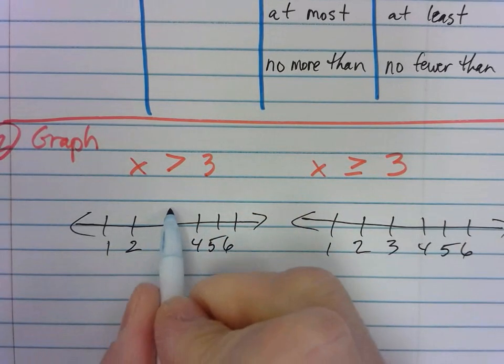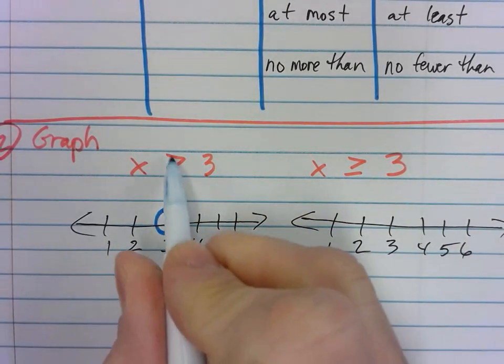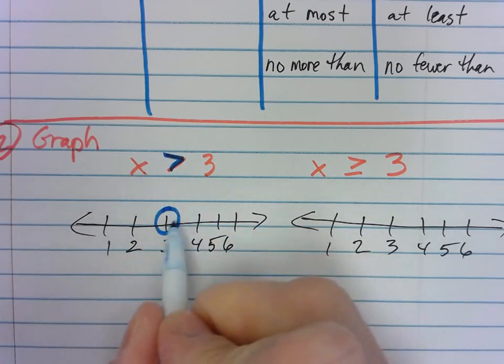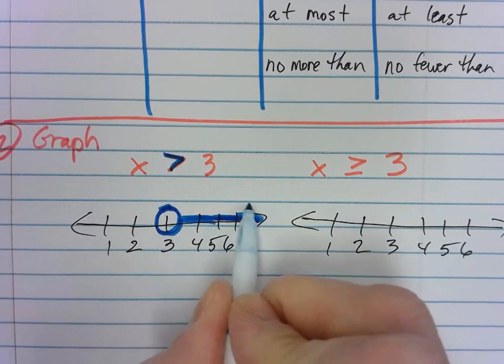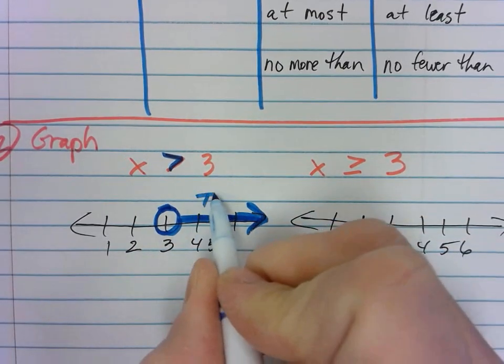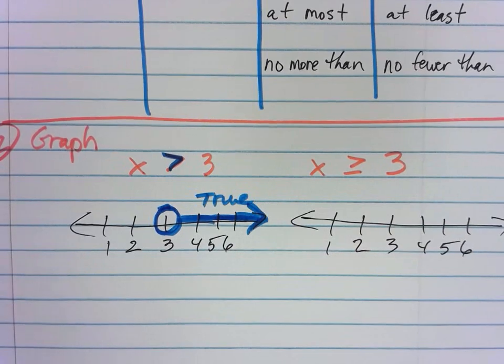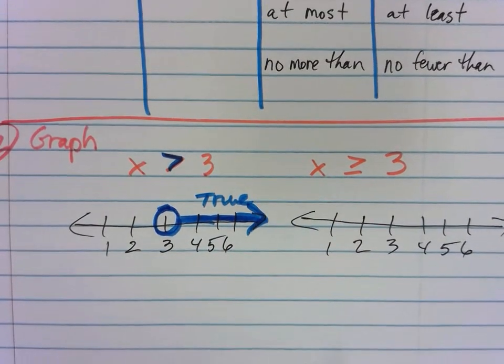But the thing of it is, on these ones that have just a plain old greater than, you're going to put an open circle and then shade it that way, because this is where all of the true answers lie. All right, you want to shade it in the direction of the true answers.